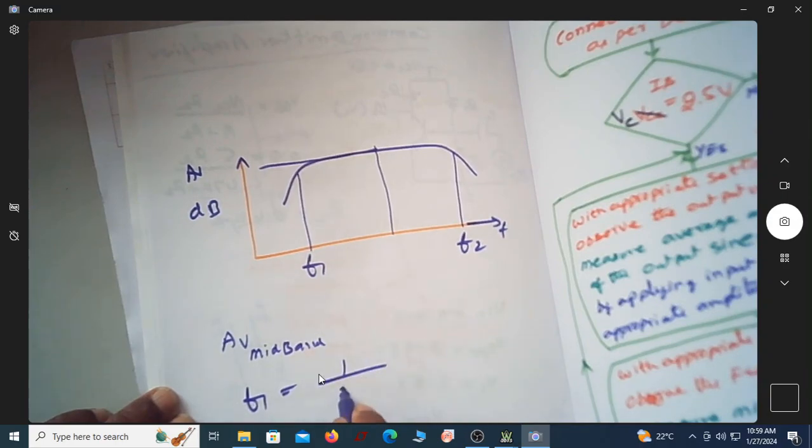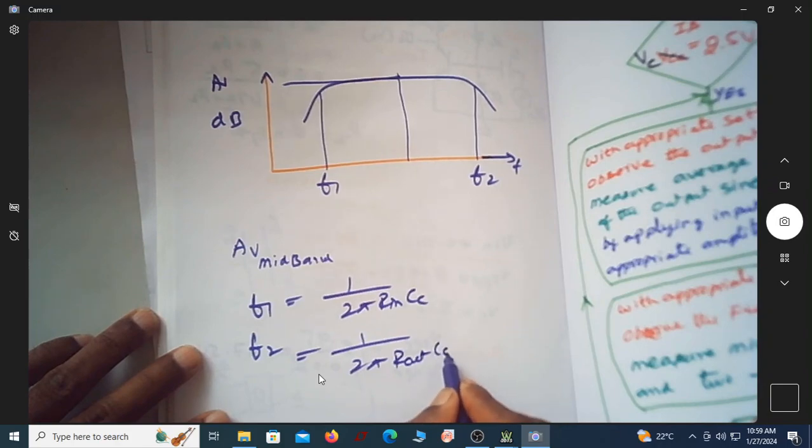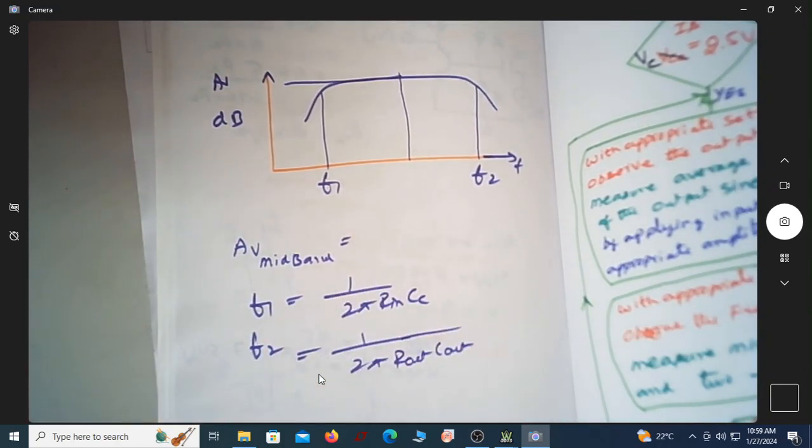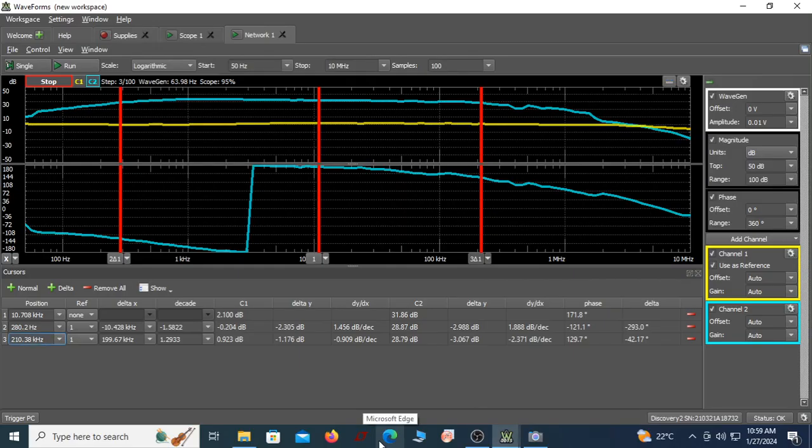We know that F1 is 1 over 2 pi R in into Cc, and this is 1 over 2 pi R out into C out. So let us know all these things. Let me go back here and find that out. So how much is this? This is the midband gain, 31.86 dB. One of the frequencies is 280.2 hertz. The other frequency is 210 kilohertz.